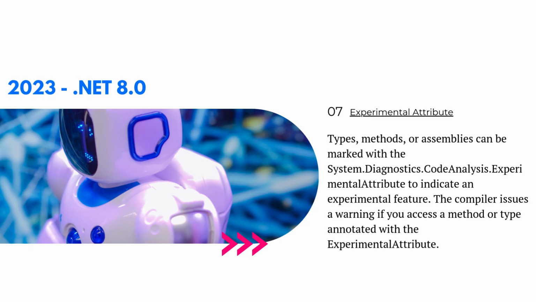Types, methods, or assemblies can be marked with the System.Diagnostics.CodeAnalysis.Experimental attribute to indicate an experimental feature. The compiler issues a warning if you access a method or type annotated with the Experimental attribute.